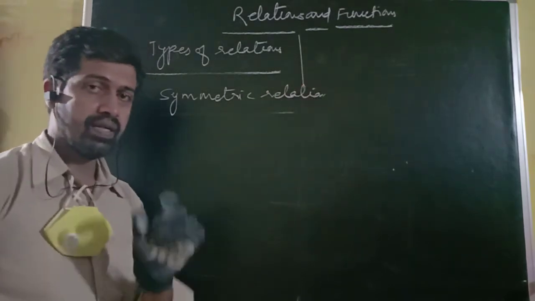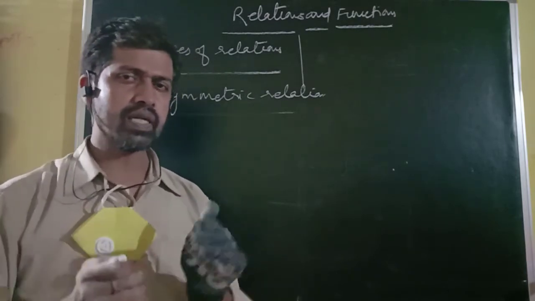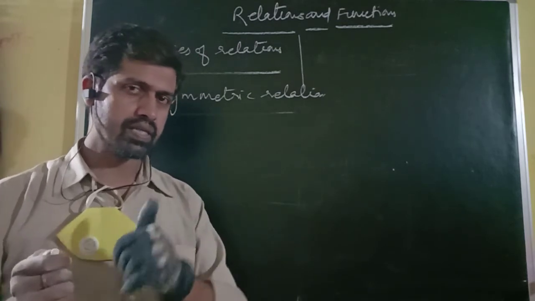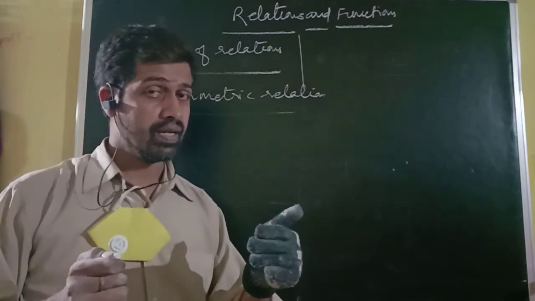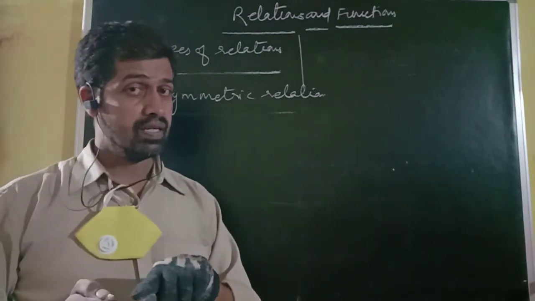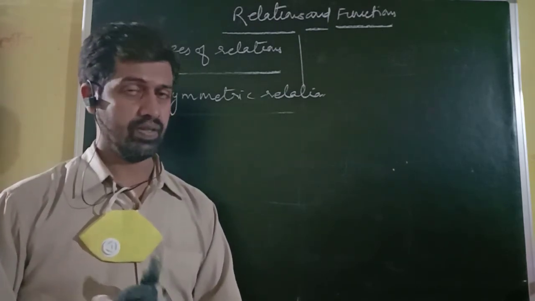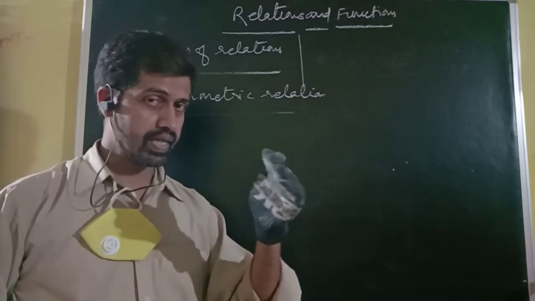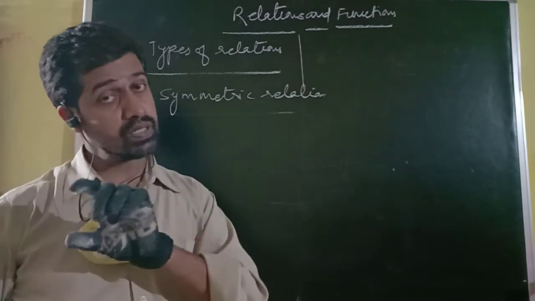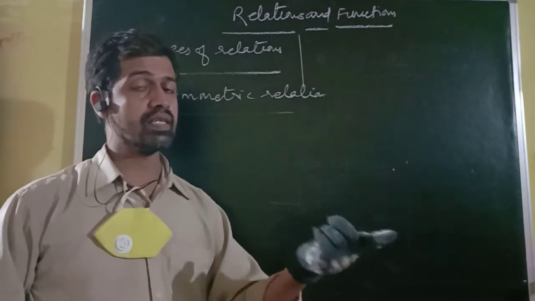Symmetric relation. For symmetric, two things are required. That means if a thing is related to another thing in one way, and the other thing is related to the first thing in the same way, then we say the relation is symmetric. One thing is related to the second thing in some way, and the second thing is related to the first thing in the same way, then we say the relation is symmetric.